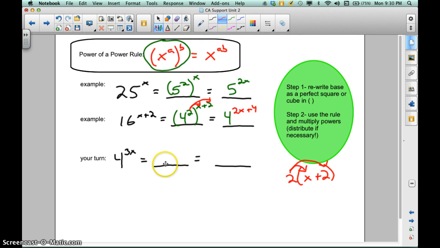Okay, so 4 is 2 squared, and I put that in parentheses, and 3x is still out here on the outside. Now I use my rule and I multiply. So my base is the same, that part doesn't change, but 2 times 3x is 6x. Do you notice that you distribute when there's plus or minus in the exponent? But if there's not plus or minus in the exponent, you just multiply the numbers.